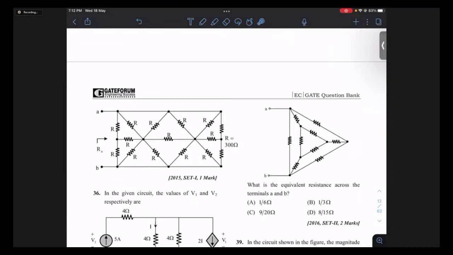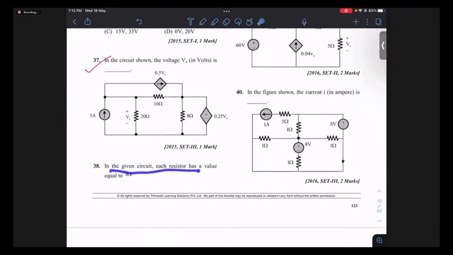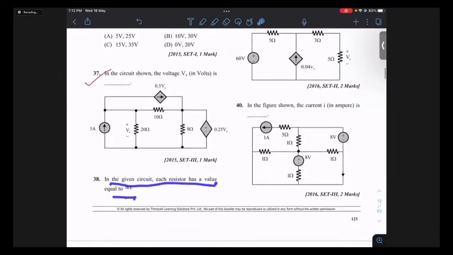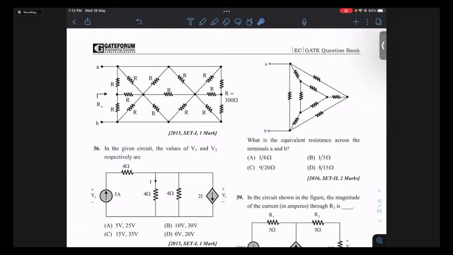And I believe you can easily answer this problem, right? This is a simple delta to star transformation. In the given circuit, each resistor has value 1 ohm. So all these resistor values are 1, 1, 1, 1, right? What is the equivalent resistance between AB they're asking? You have to convert this inner delta into star. If you convert into star, you get a big star. Then that star you have to convert into delta, and then you get the thing in series parallel form. If you simplify it, the answer should be 8/12.